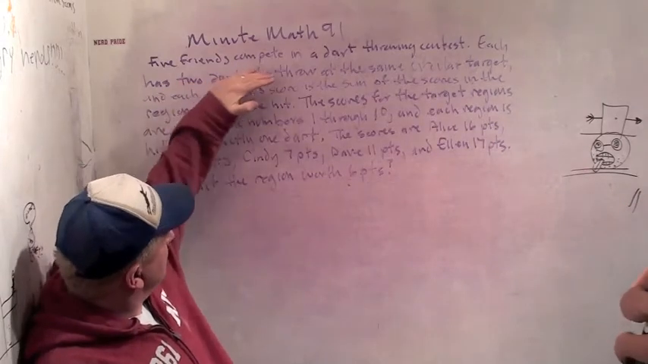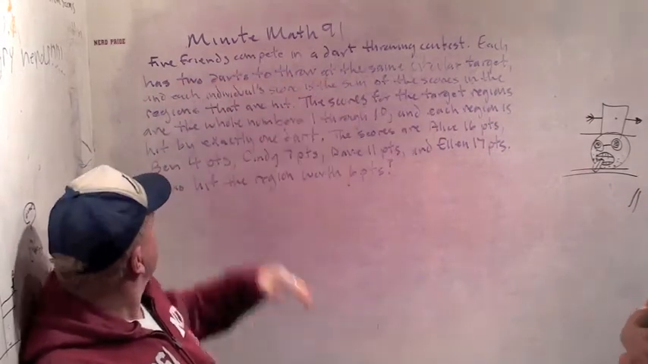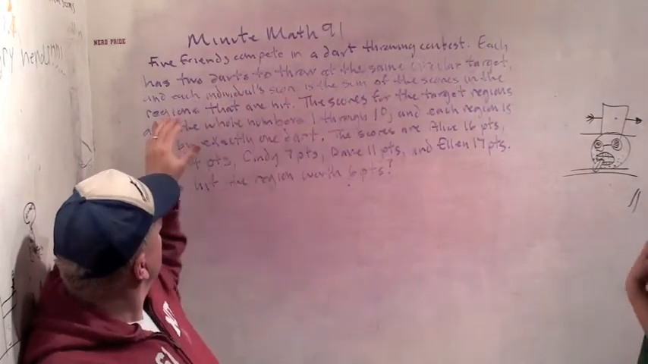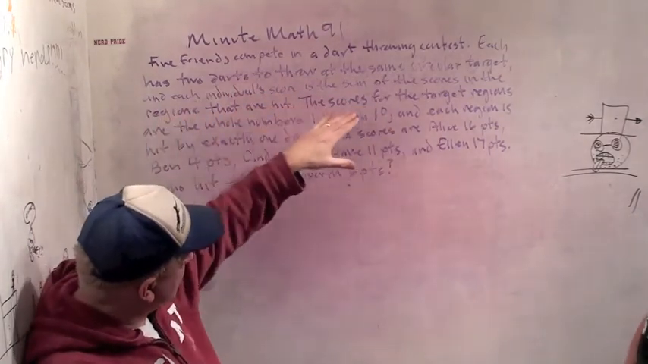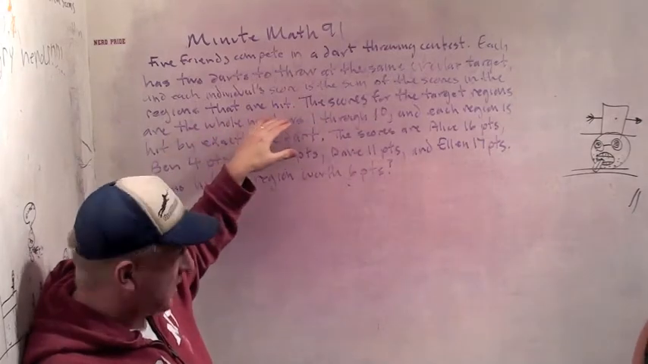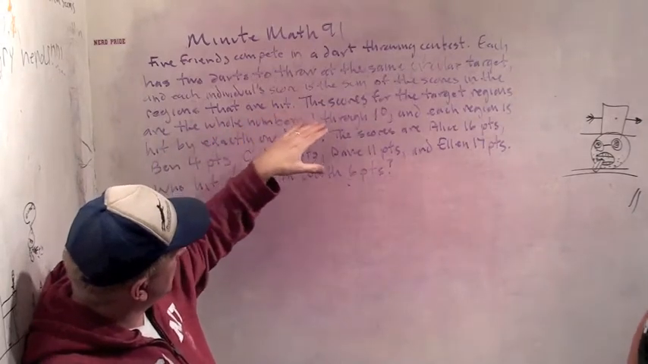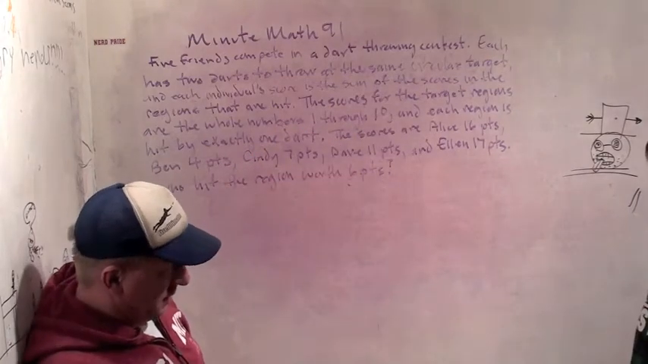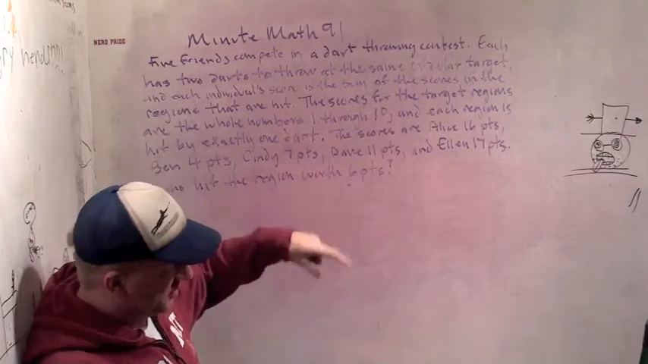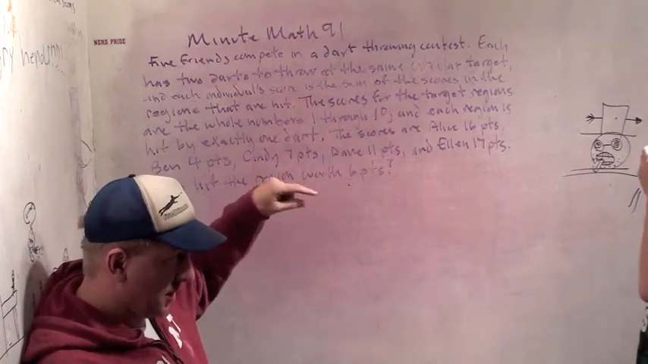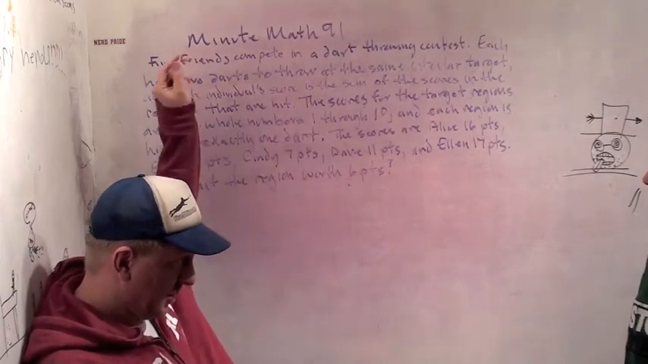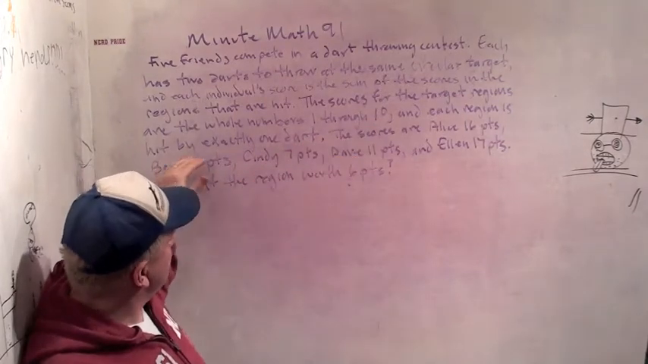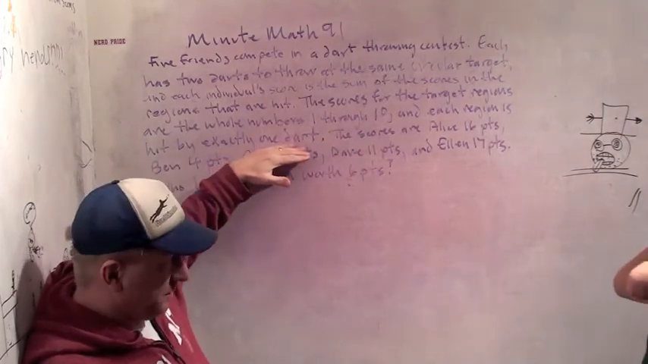Five friends compete in a dart throwing contest. Each has 2 darts to throw at the same circular target, and each individual's score is the sum of the scores in the regions that are hit. The scores for the target regions are the whole numbers 1 through 10. Okay? Follow so far? There's a target, it has 10 regions, and you get 1, 2, 3, 4, 5, 6, 7, 8, 9, or 10 points, depending on which regions you hit. And each region is hit by exactly 1 dart.